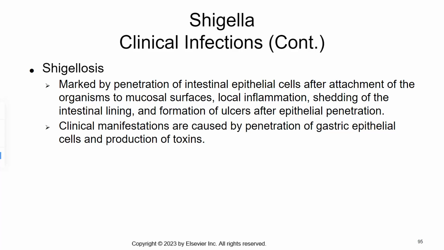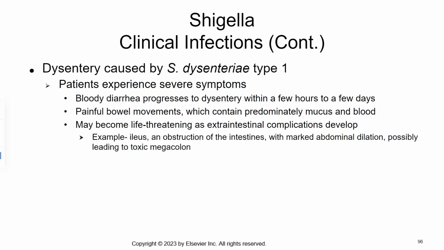The disease is marked by penetration of the intestinal epithelial cells after attachment of the organism to the mucosal surfaces, local inflammation, shedding of the intestinal lining, and formation of ulcers after epithelial penetration. Clinical manifestations are caused by the penetration of epithelial cells and production of toxins. Dysentery is caused by Shigella dysenteriae type 1. Patients experience severe symptoms. Bloody diarrhea progresses to dysentery within a few hours to a few days. Painful bowel movements, which contain predominantly mucus and blood, may become life-threatening as intestinal complications develop.